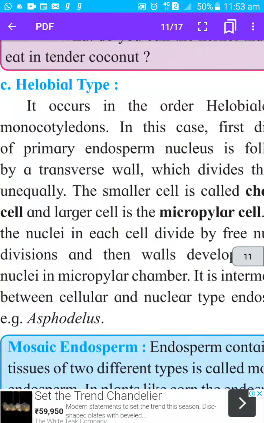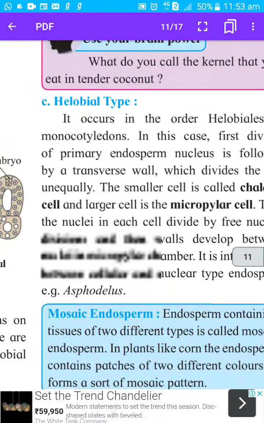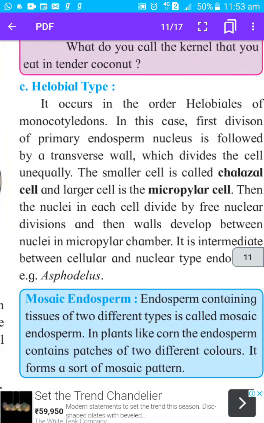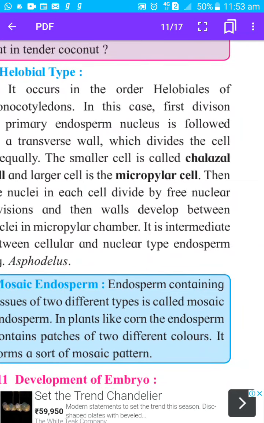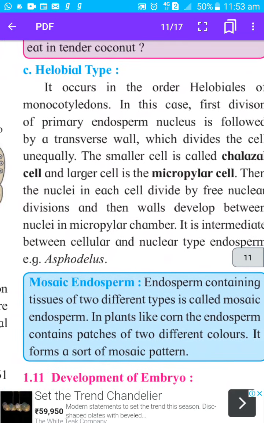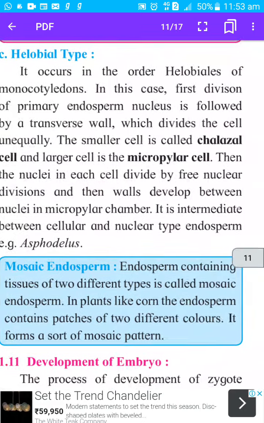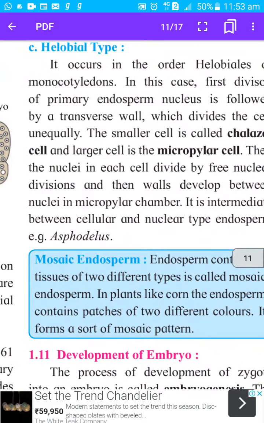And then C, halobial. Okay, so it occurs in the order halobials of the monocots. So from the monocot plants there is one order, halobials. In that case this halobial type of endosperm is present. In this case the first division of the primary endosperm nucleus is followed by a transverse wall which divides the cell unequally.